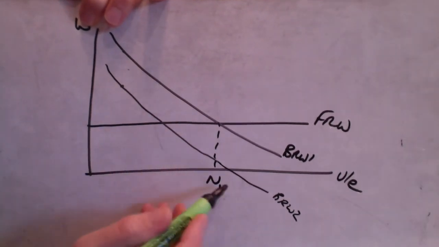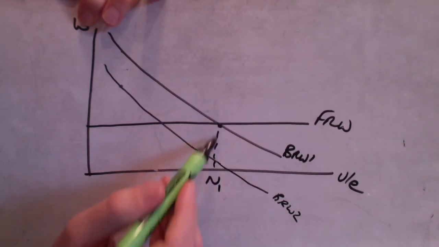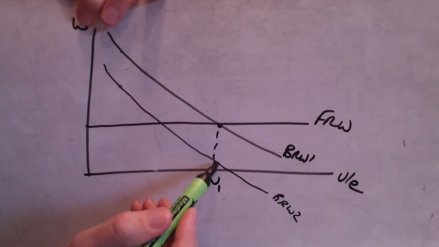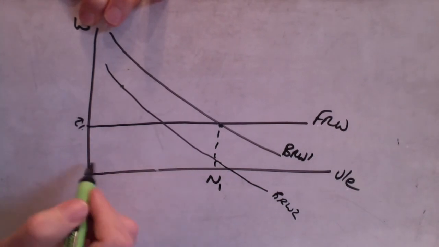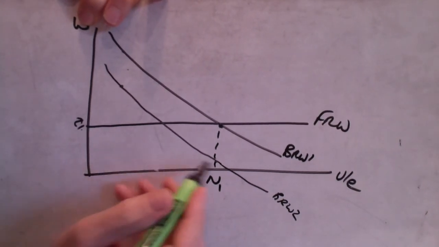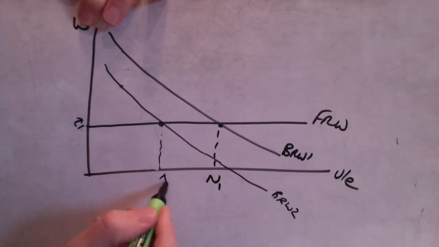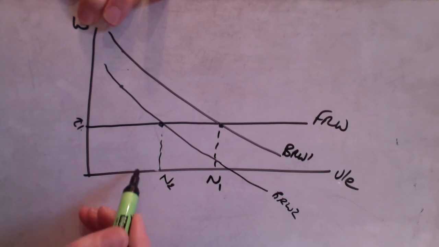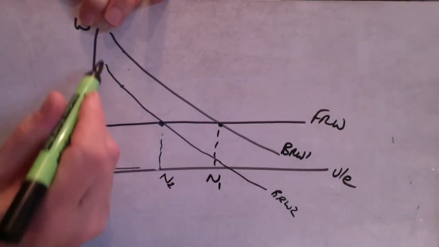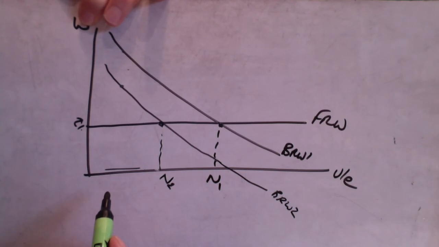So when unemployment used to be there, that used to be the point of balance. But now, workers are much less powerful. Productivity still rises by 2%, but we can only get a 0.5% pay rise. So we can now reduce unemployment to here. We can now reduce unemployment to N2 before inflation starts to rise, because it's only when unemployment now gets down into this zone that wages are rising faster than productivity.